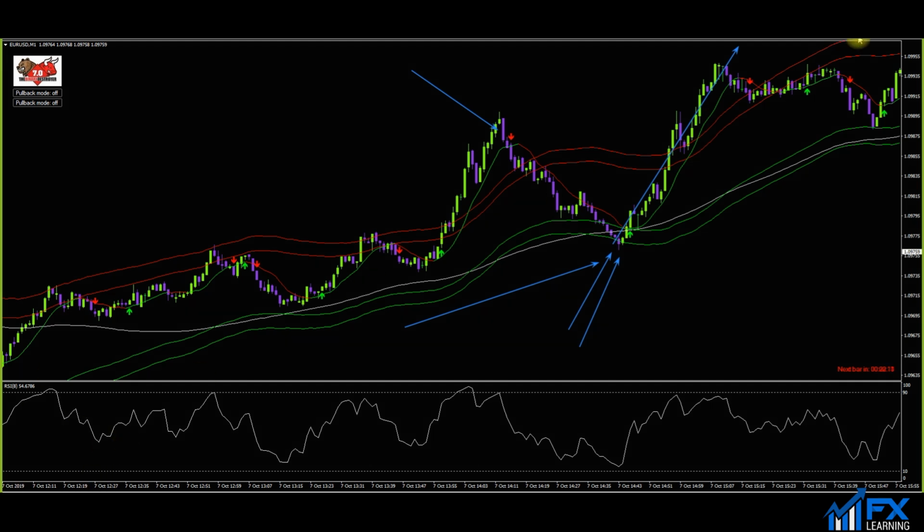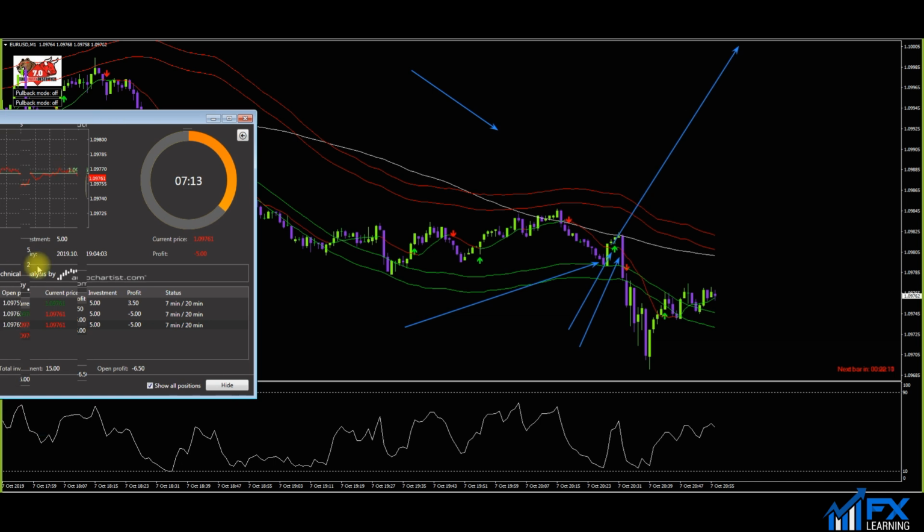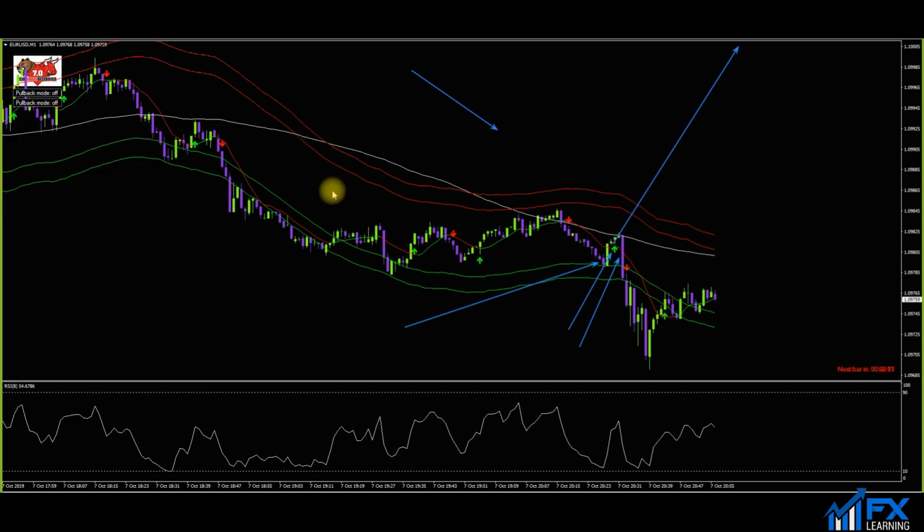That trade on Euro USD is still not doing a lot. If I actually bring it up, you can see how two of these trades are in the money now, and one of these trades is a loss. I'm not particularly bothered about what happens anyway. So yes, I'm going to leave it there.